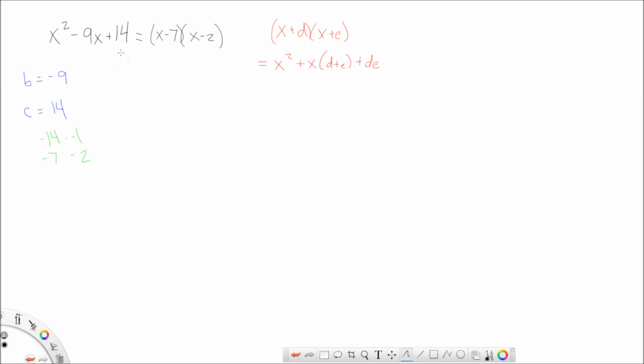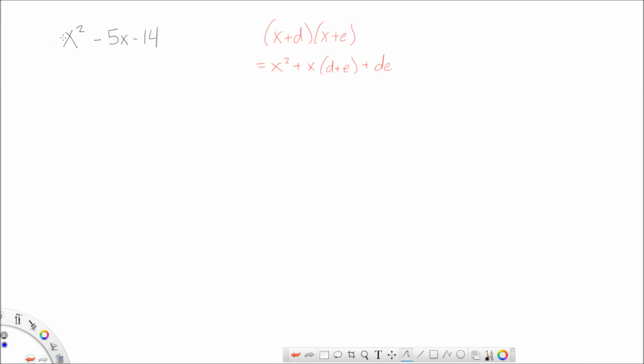Now let's look at one more example when a equals 1, and we'll have a negative here instead of a positive. Alright, so this is the last example for the a equals 1 case, but now we have a negative in front of the constant term. So what's the only way that can happen?